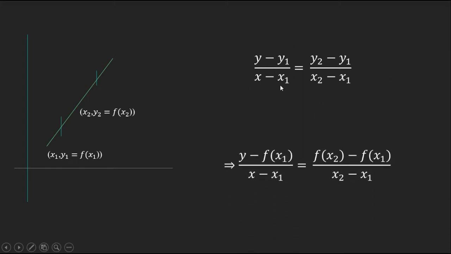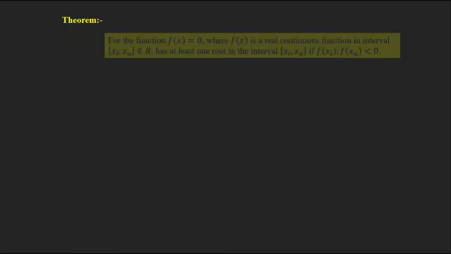This equation can be written by replacing y1 by f of x1 and y2 by f of x2. We can replace y by f of x as well, but this equation will be satisfied for each and every point on the line, and we can find the general equation of this line through this formula. Let us see the second method.